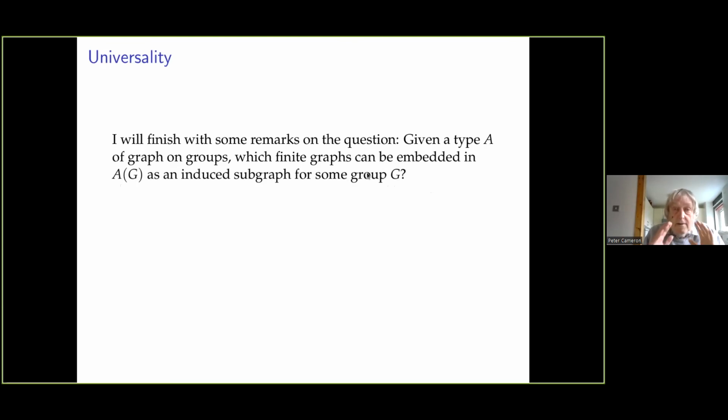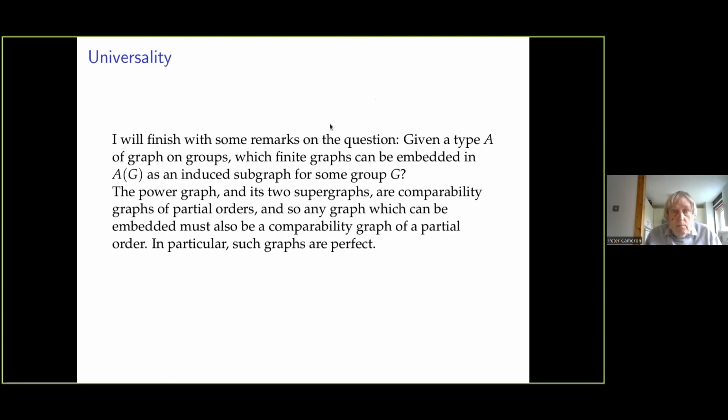And remember that an induced subgraph means I use a set of vertices and all of the edges of the graph that are contained within that set. So what can we say about universality of some of these classes? Well, I'll tell you a little bit about that.